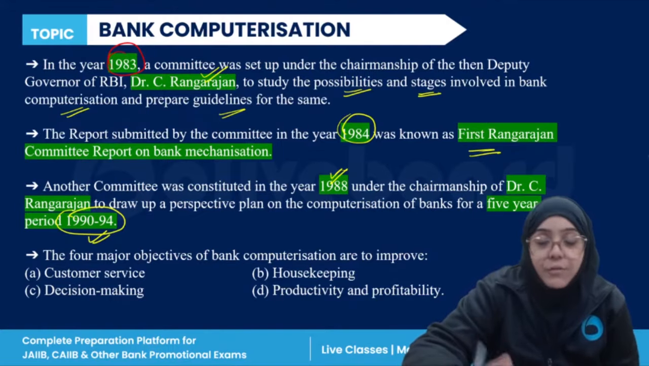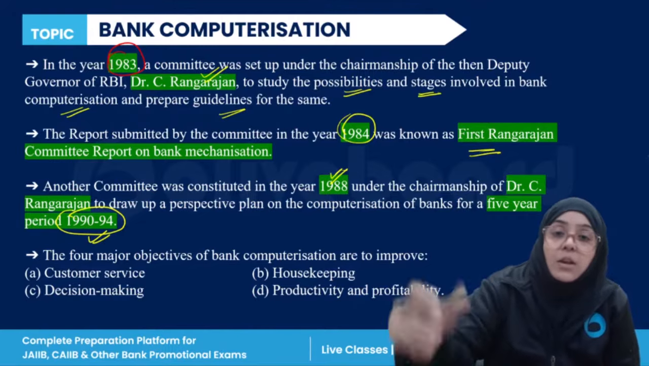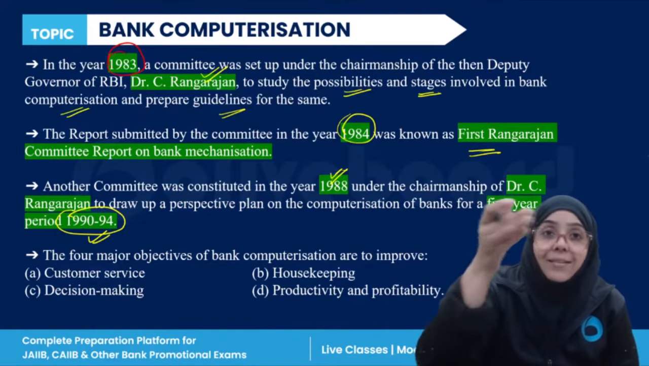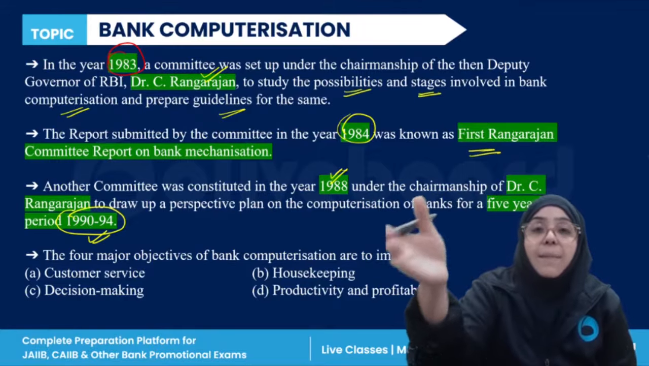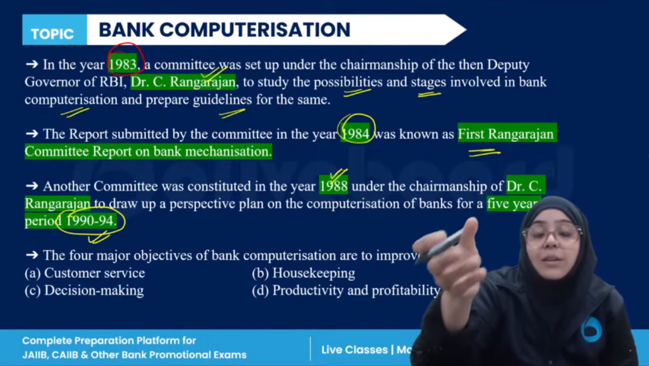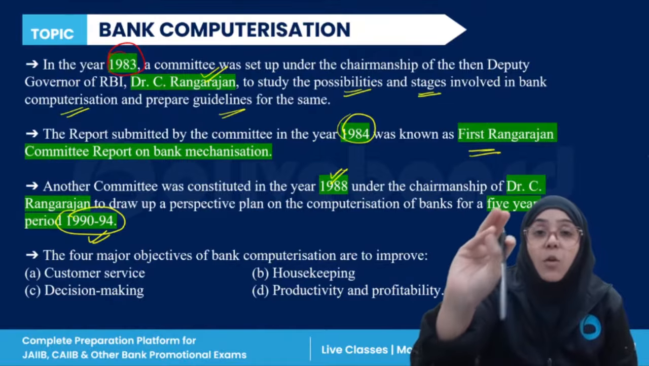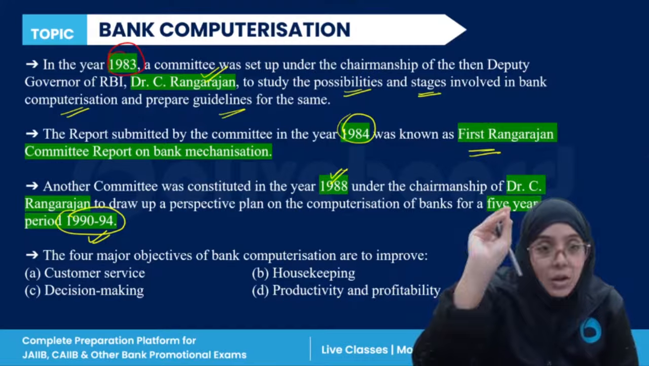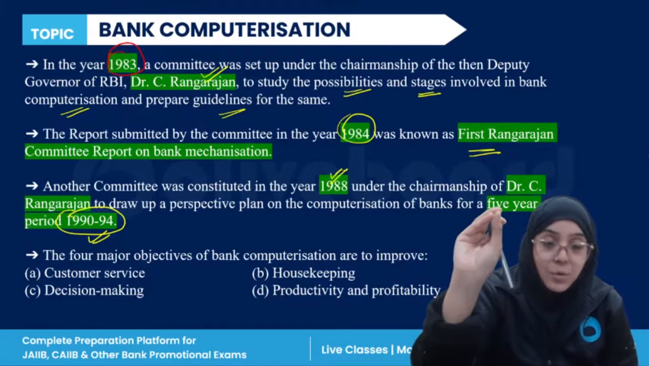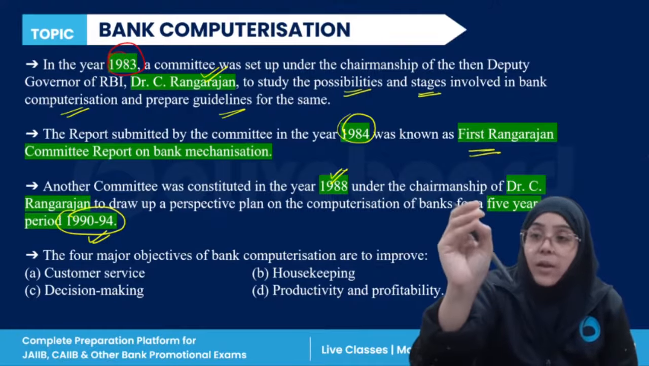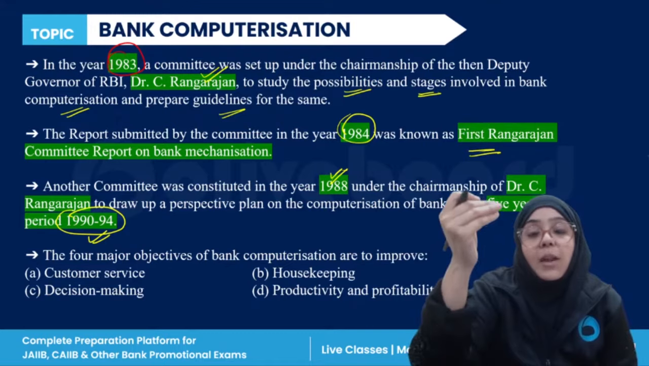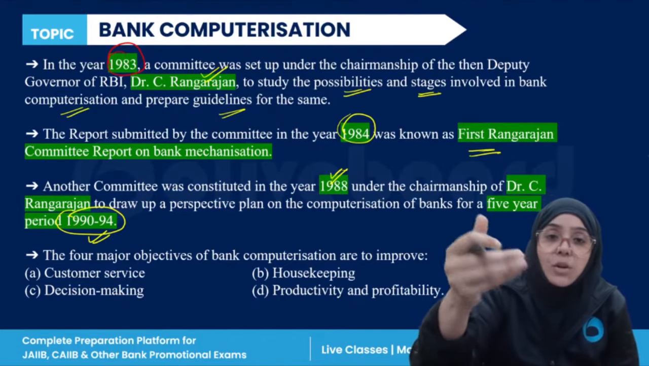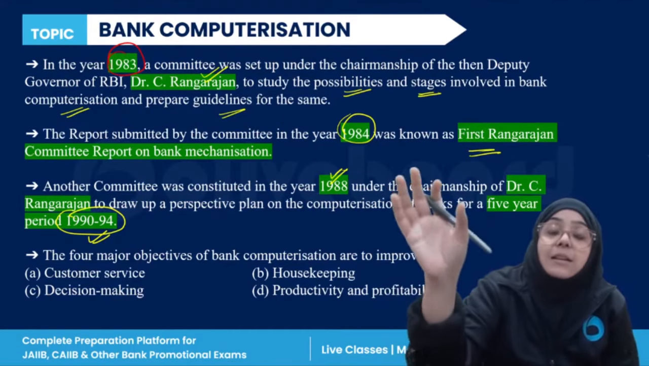Clear? So if we're talking about banking computerization, first of all, Dr. C. Rangarajan Committee. Which committee is responsible for introducing banking computerization? It was Dr. C. Rangarajan Committee. It was in the year 1983 that started the banking computerization phase, or that recommended the stages of how you should involve banking computerization in the banking system.